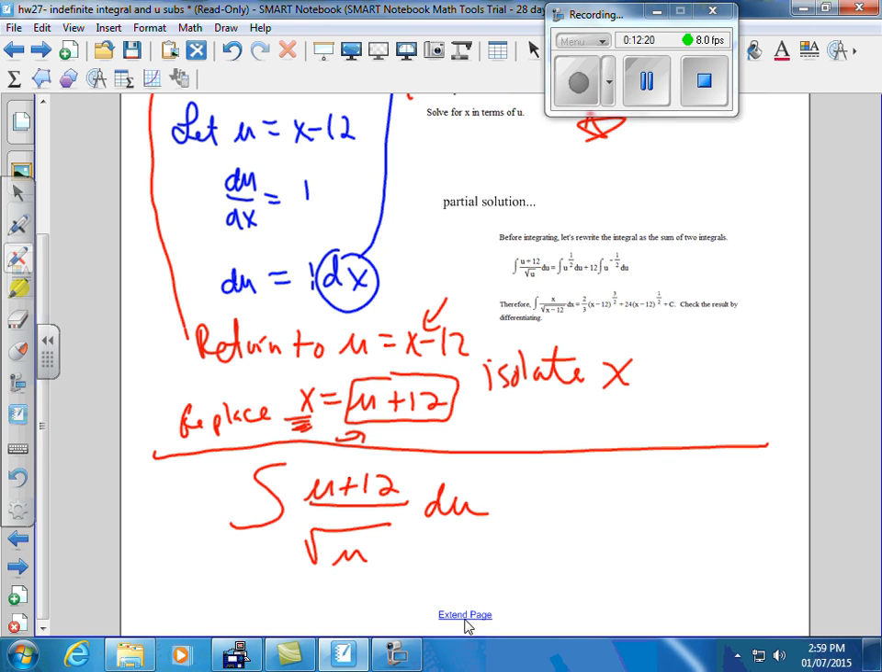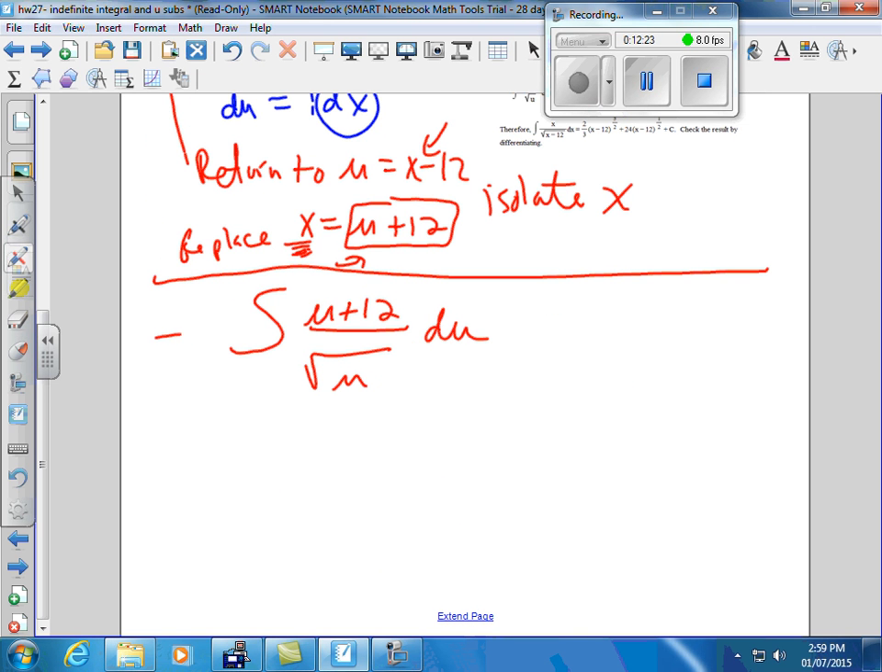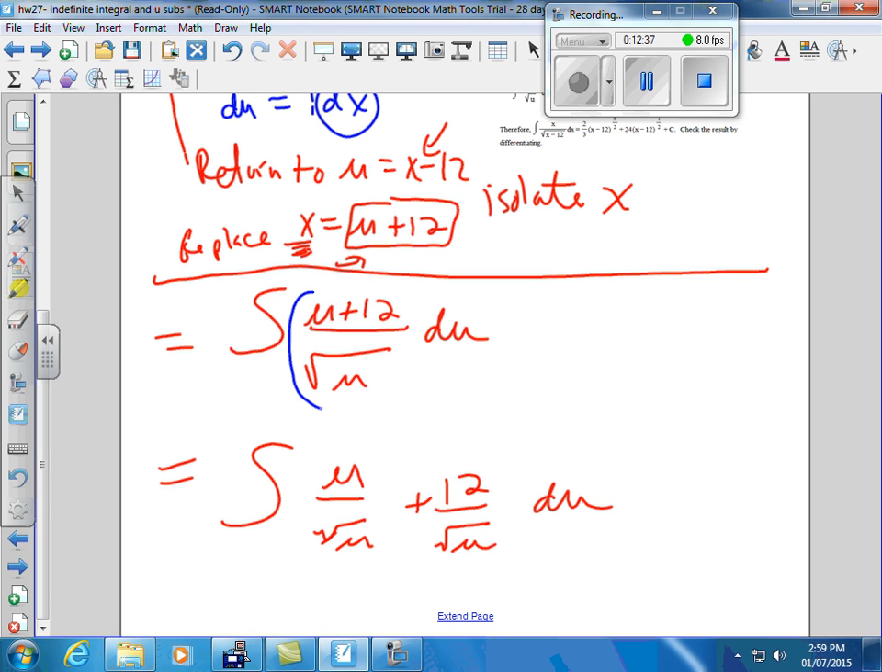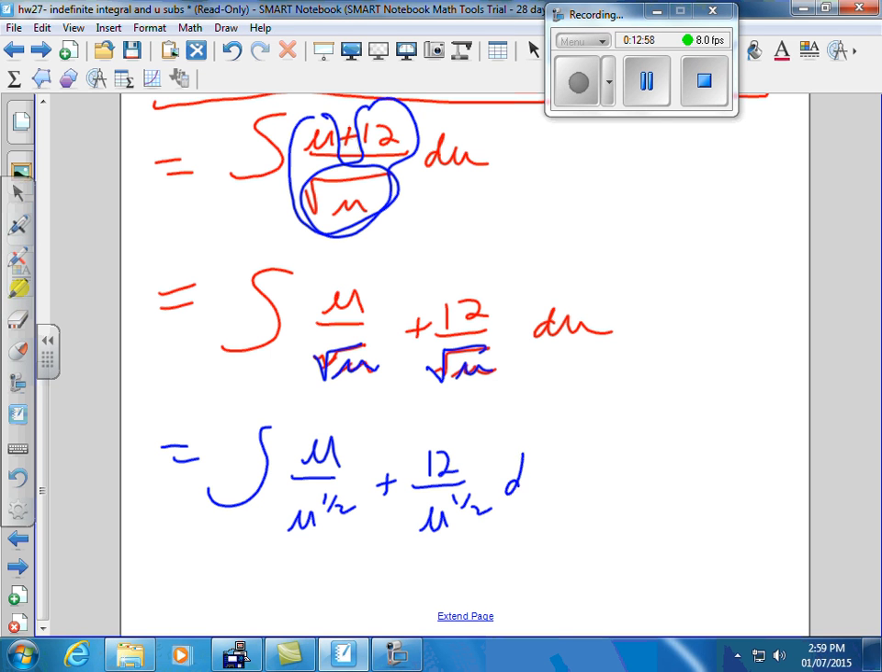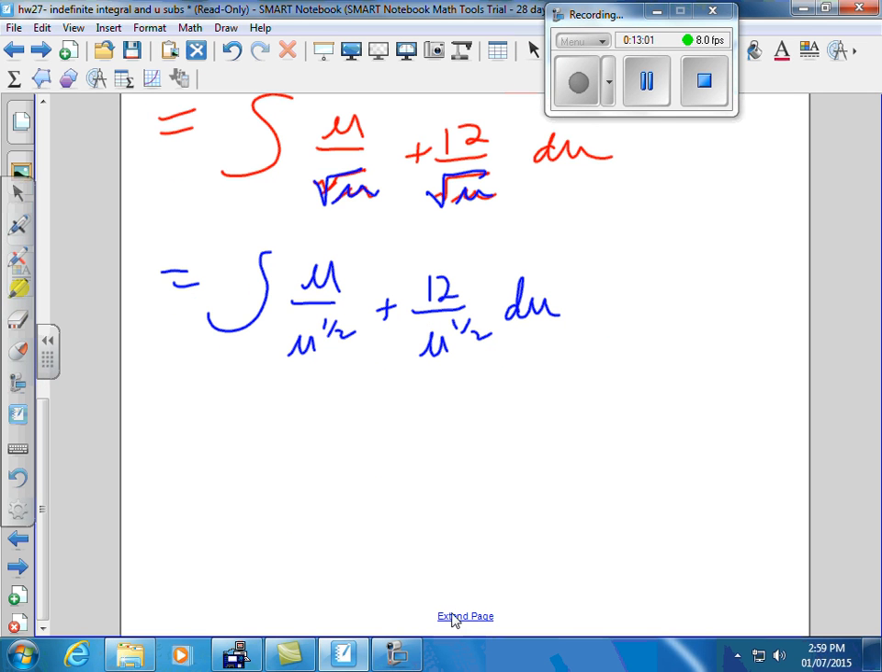Okay, now you look at it in that form and you say, well, now what do I do? Now it usually lends itself to algebraic manipulation. So that's the same as u over root u plus 12 over square root u, du. So in other words, you can do separation of fractions, sort of like that. Now keep cleaning. Square root of u really means u to the 1/2. So you've got u over u to the 1/2 plus 12 over u to the 1/2, du. I would just keep cleaning that up.